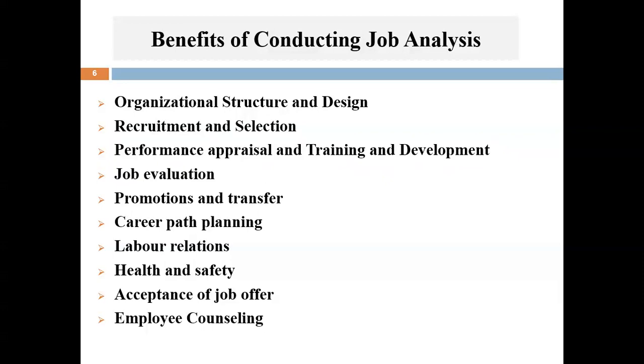Then labor relations. When companies plan to add extra duties or delete certain duties from the job, they require the help of job analysis. Through job analysis, the number of problems with the union members reduces and labor relations will improve further. Then health and safety. Most companies prepare their own health and safety plans and programs based on the job analysis.